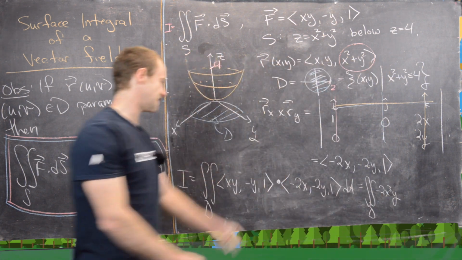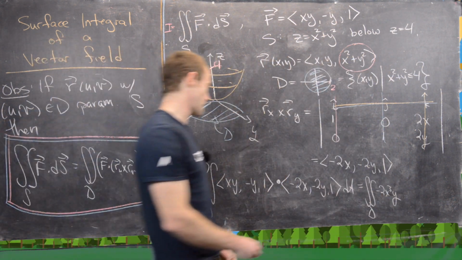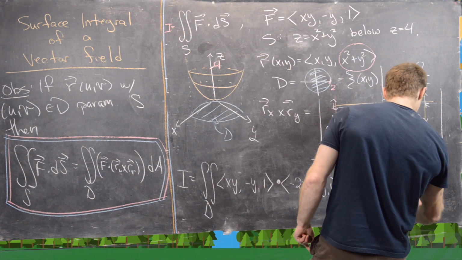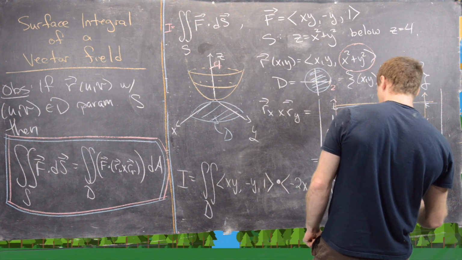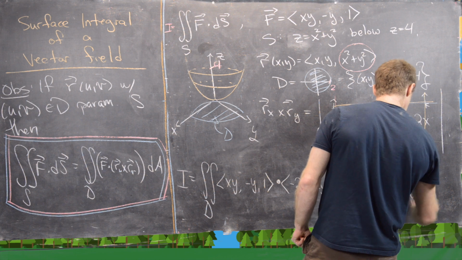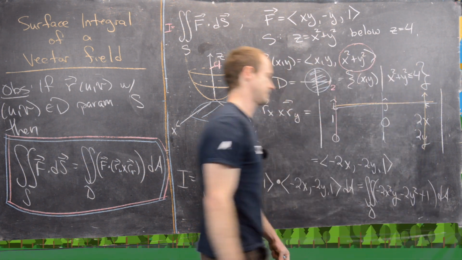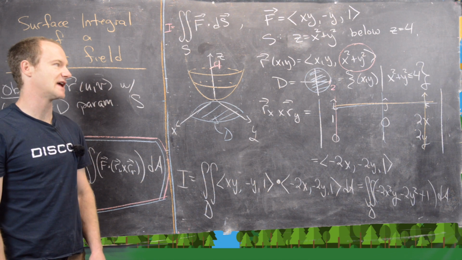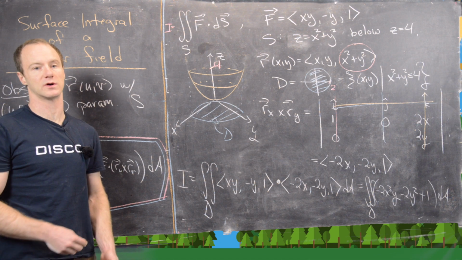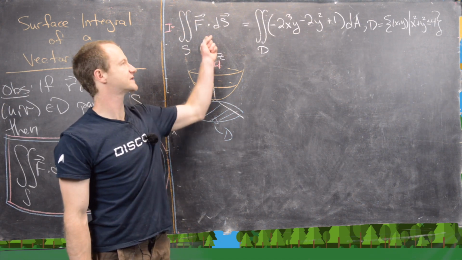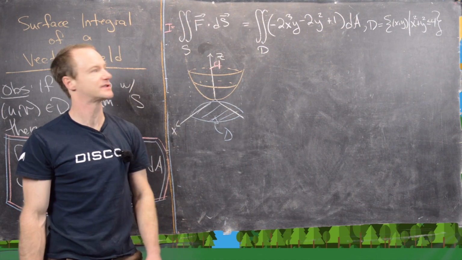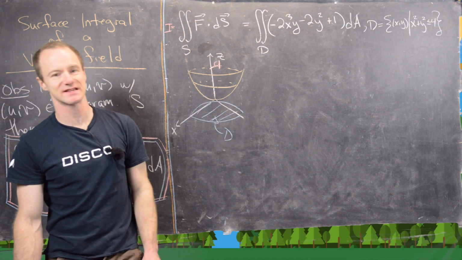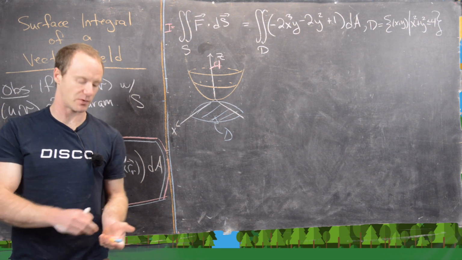And then let's see, minus 2y squared. And then finally, plus 1. Good, and then dA. Okay, so I'll go ahead and move that up, and we'll probably move this to polar coordinates as well. We worked the surface integral down to this nice simple double integral over this disk, so we probably want to change to polar coordinates.